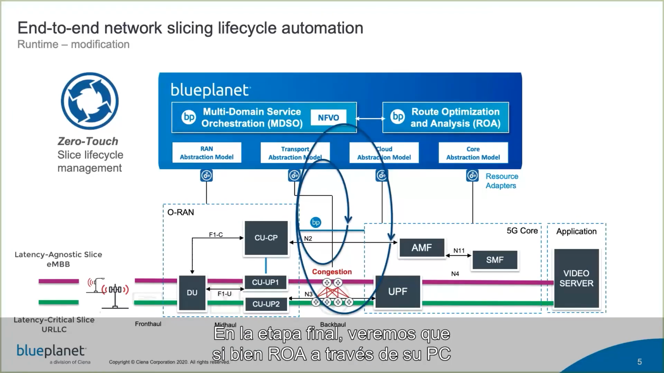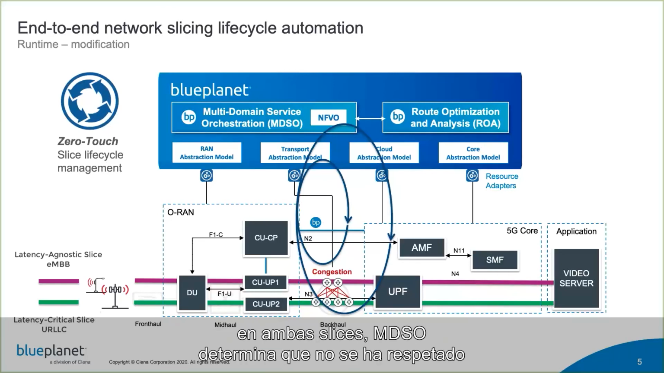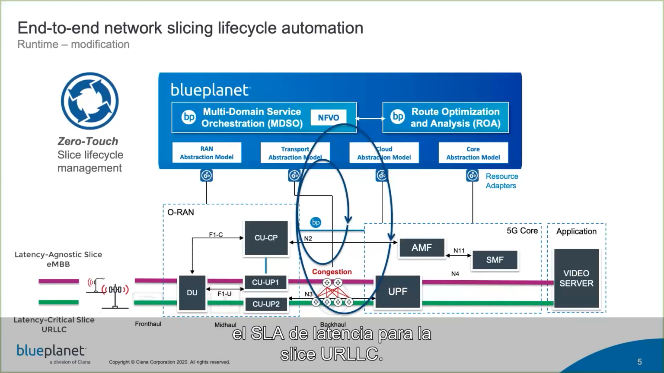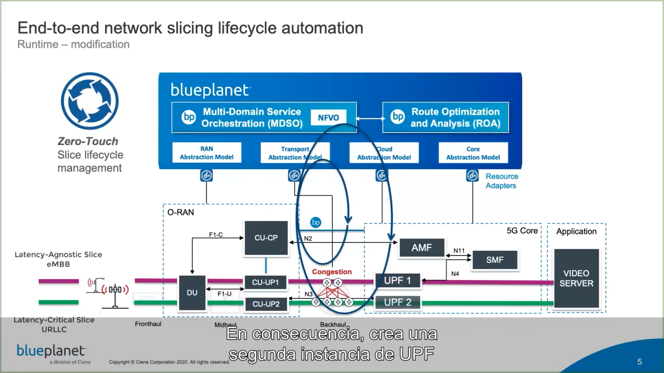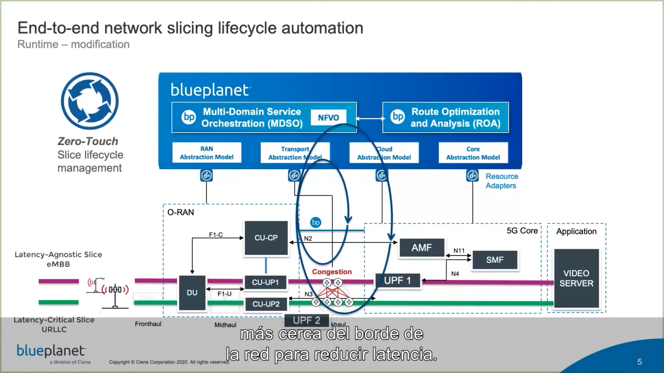In the final stage, we will see that though ROA through its PCA selected the best path to alleviate congestion for both the slices, MDSO determines that the latency SLA for the UR-LLC slice is not respected. It therefore instantiates a second UPF instance closer to the edge of the network to reduce latency.